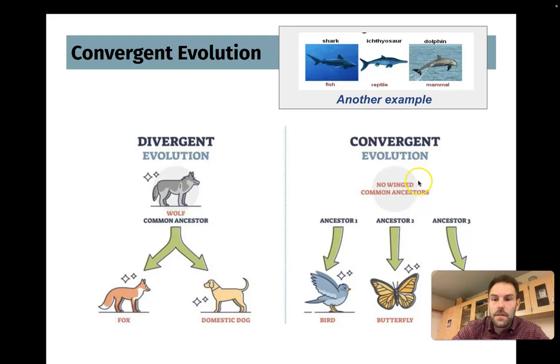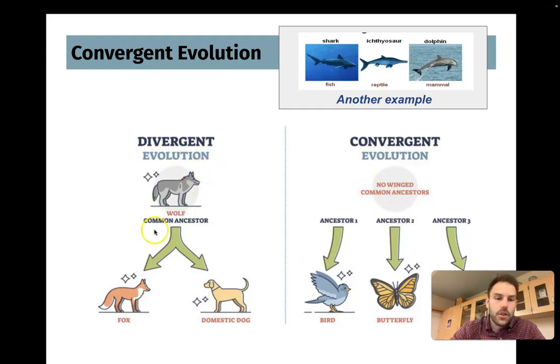It's this idea that you could have a common trait that was not shared in the common ancestors. So here's a good example. Birds, butterflies, bats, they all have wings. They can fly, right? But their common ancestor did not have wings. They all evolved wings and flight independently of one another. Another example is if we look at fish, reptiles, mammals, their common ancestors did not have that dorsal fin, that tail fin, right? But it just makes sense. If you want to go fast through the water, you're going to evolve these structures. They're the most efficient. They're the best structures to accomplish moving through the water. All right. So that's convergent evolution. No shared common ancestors, similar traits.